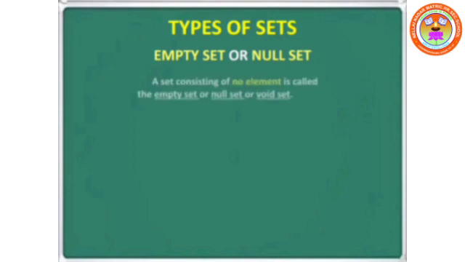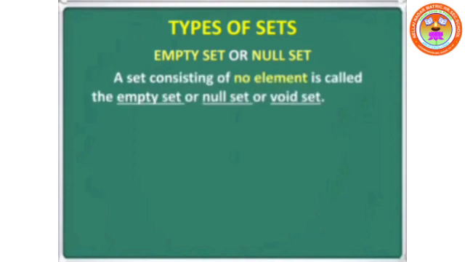Let us see types of sets. First type, empty set or null set. A set consisting of no element is called the empty set. Other names of the empty set are null set and void set. It is denoted by the symbol. See this symbol, how we read this? Phi. This is another symbol for the empty set. This we call as phi.